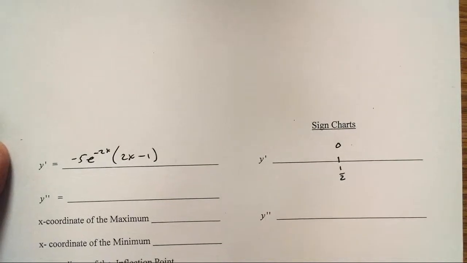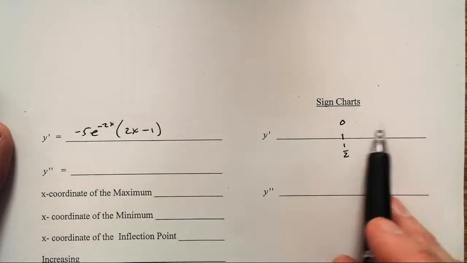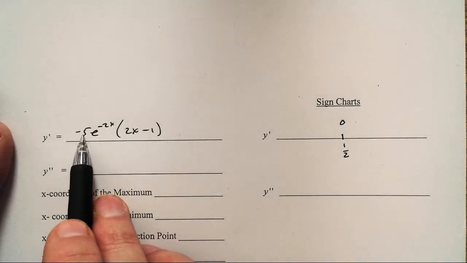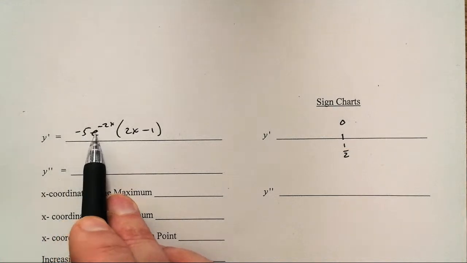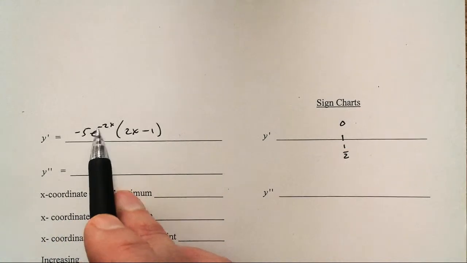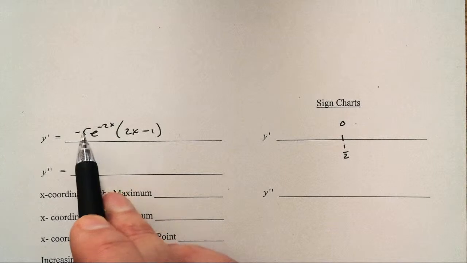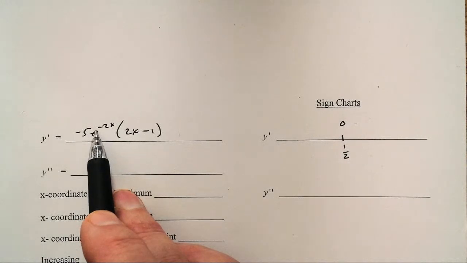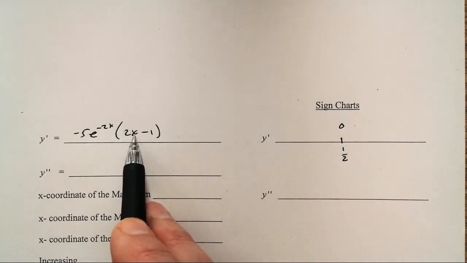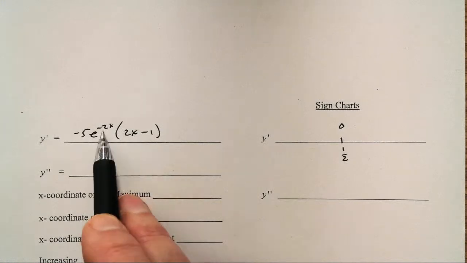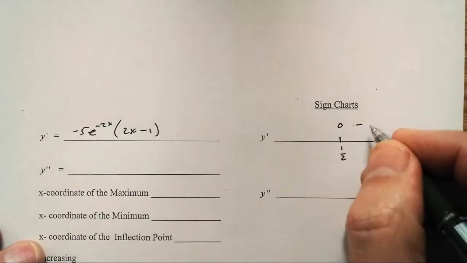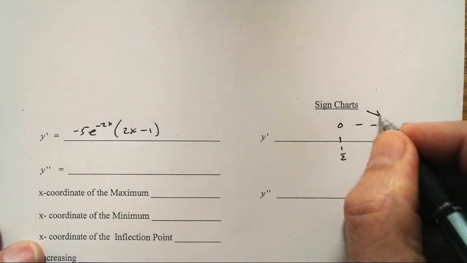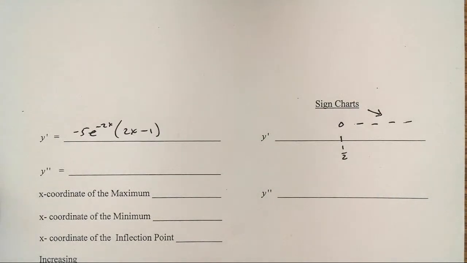So let's get our sign chart here. Put in a bigger value, say 10, something to the right of 1/2, and I get negative 5 on e to the 20th. That's a negative divided by a positive, negative. When I multiply 10 here, I get 19. That's negative times positive, negative. Or the graph is going down beyond 1/2.